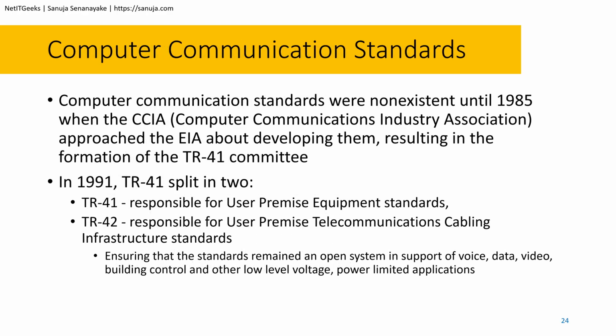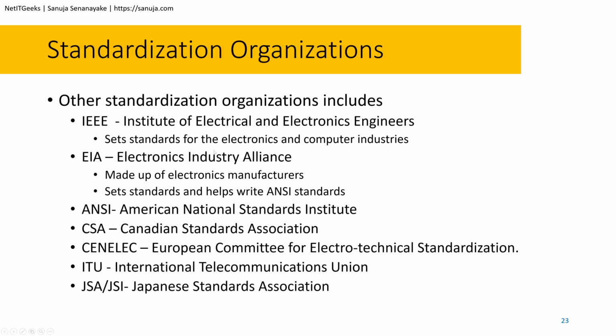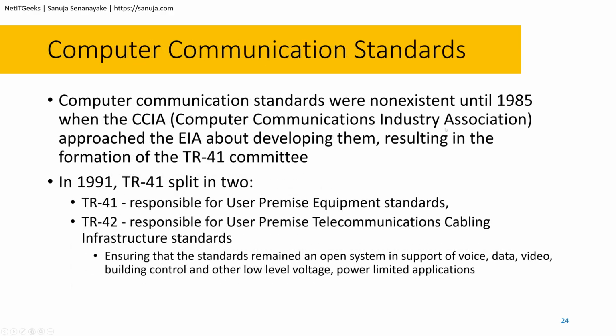Computer communication standards were non-existent until 1985, when the CCIA, which is the Computer Communications Industry Association in the United States, approached the EIA, which, remember, is the Electronic Industry Alliance, about developing a specific standard. The result of that is the TR41 committee. The TR41 committee was split into two in 1991, which is TR41 and TR42.